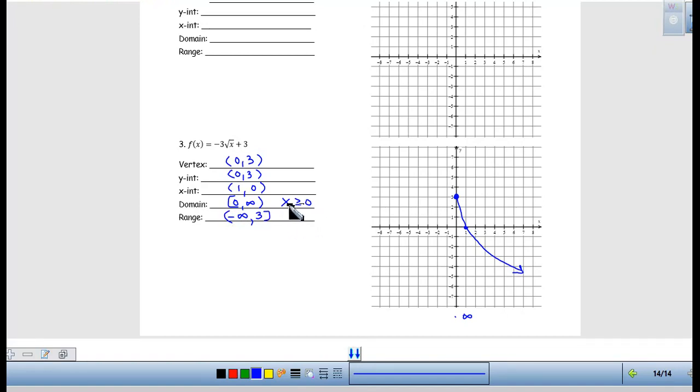Now you'll notice this is not all y values greater. All of these y values are less than 3. So make sure that you write your inequality in the correct order.